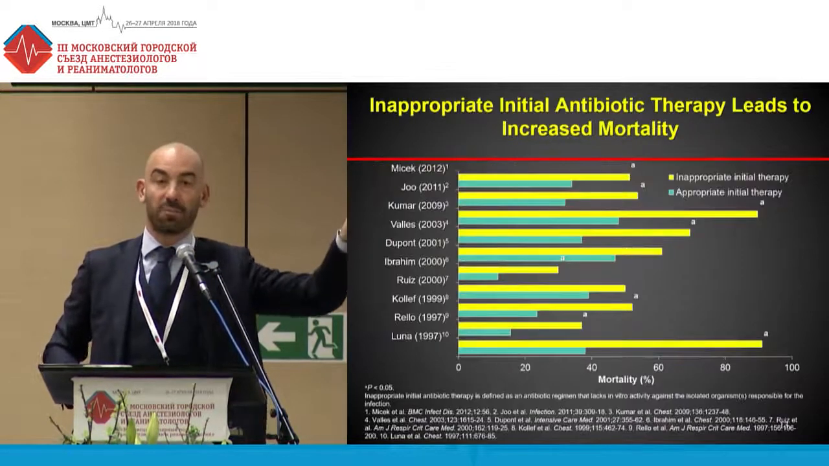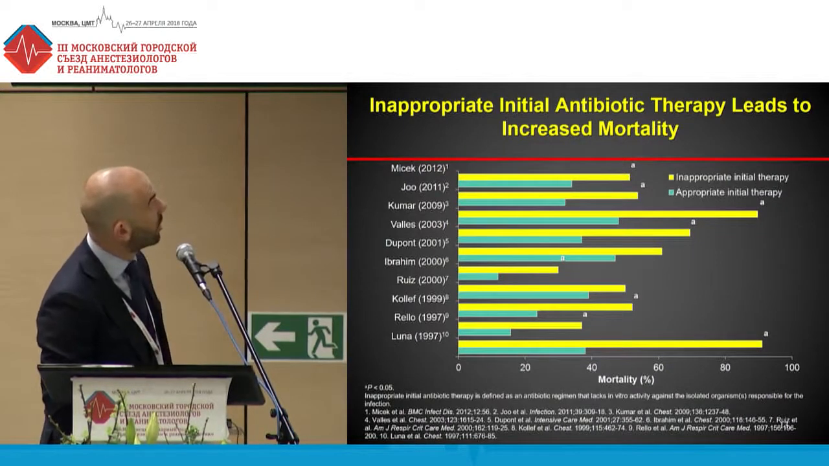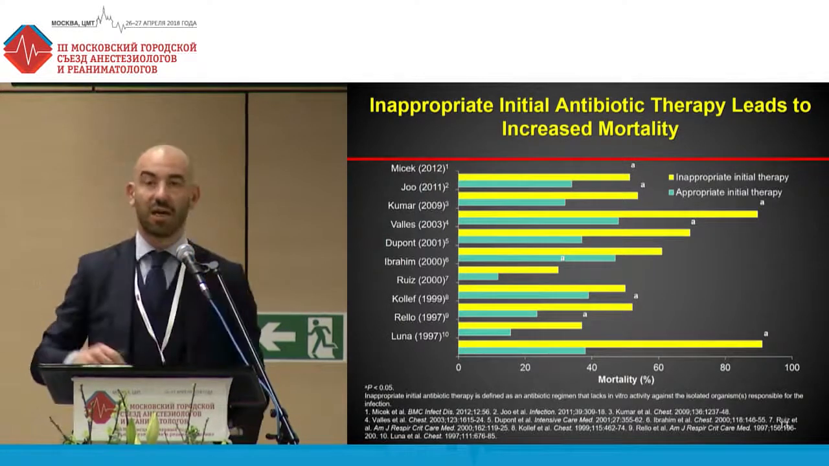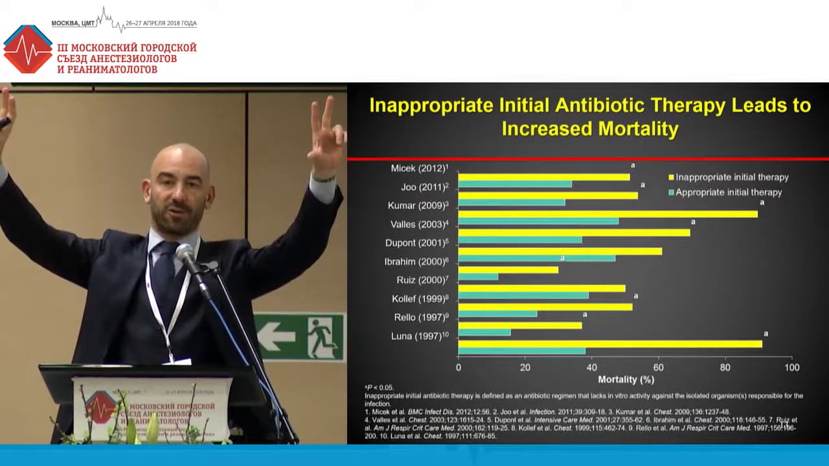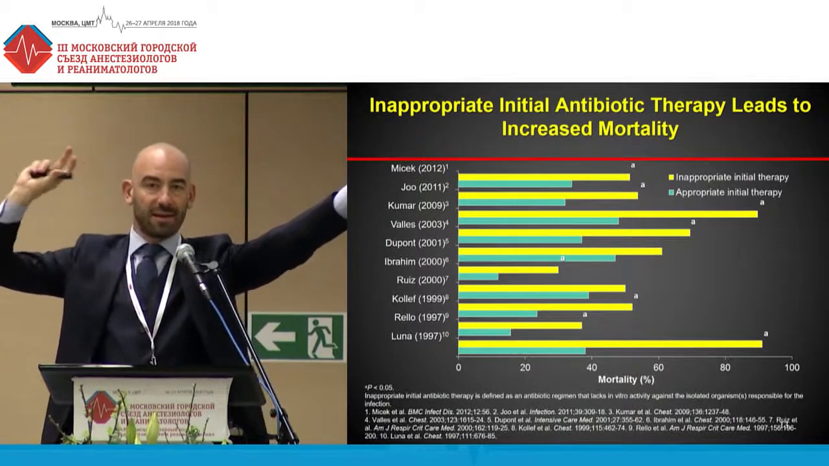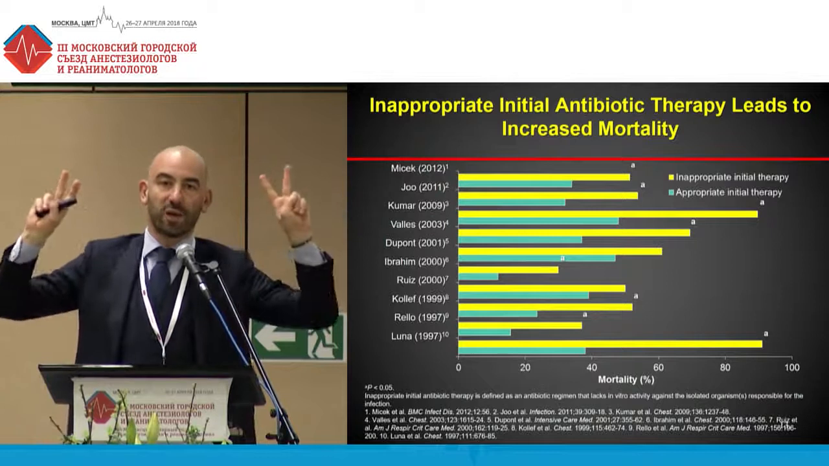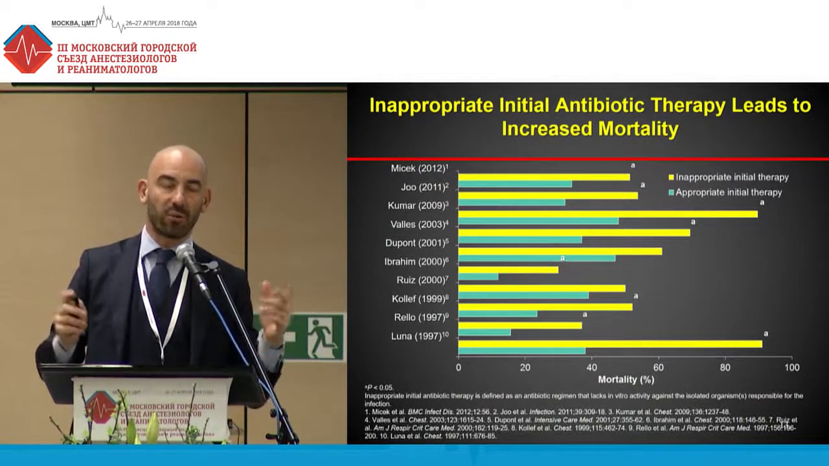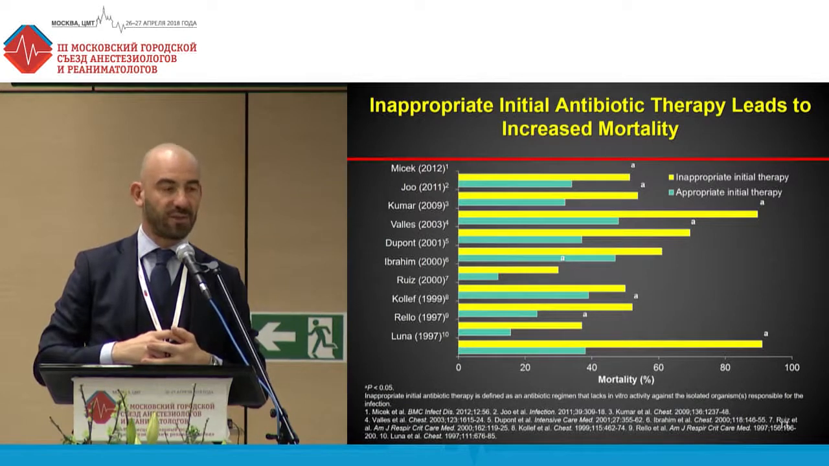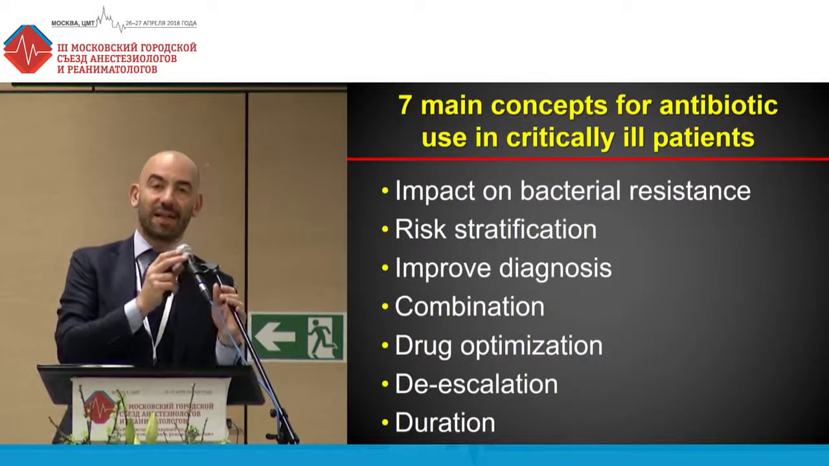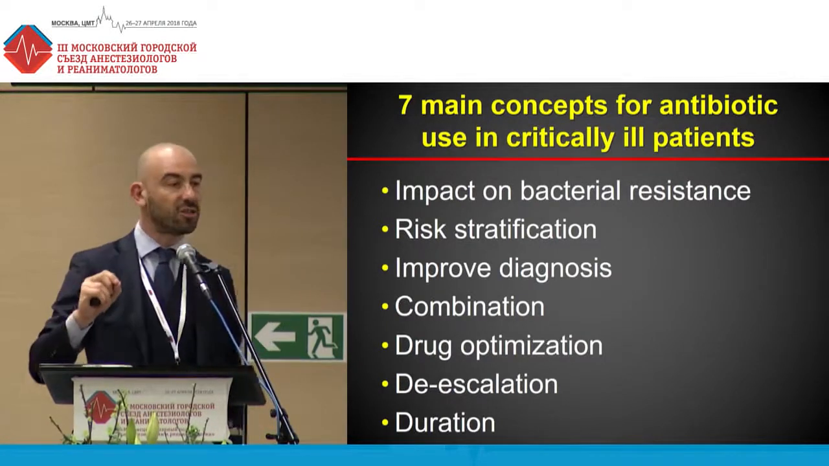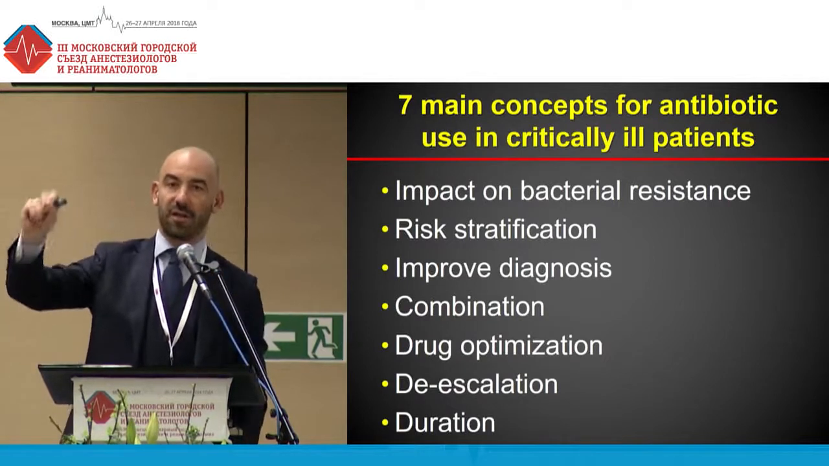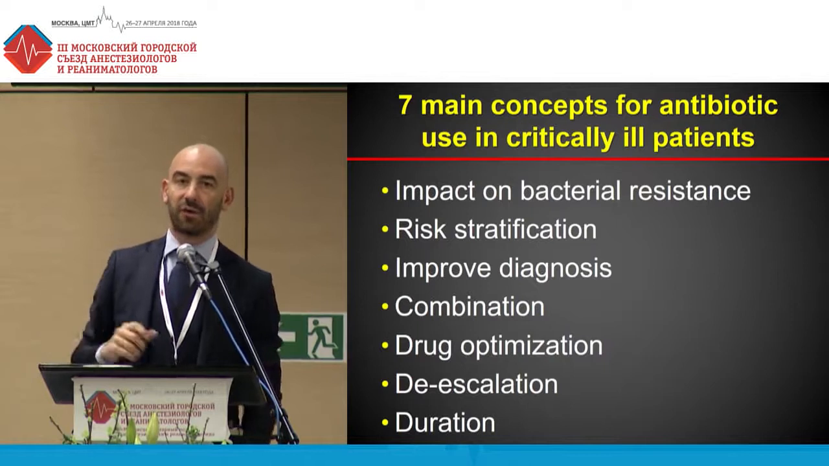Time, and second point, appropriateness. We know that appropriate initial therapy decreases dramatically the mortality. These are all studies run in patients with ventilator-associated pneumonia. So there are 2 important points to be considered: the time and the appropriateness of the treatment. These are the 2 key points to be considered when we choose antimicrobials for patients with ventilator-associated pneumonia. And in general, and this is my personal recipe, there are 7 main concepts that need to be considered in critically ill patients for choosing antimicrobials for ventilator-associated pneumonia.